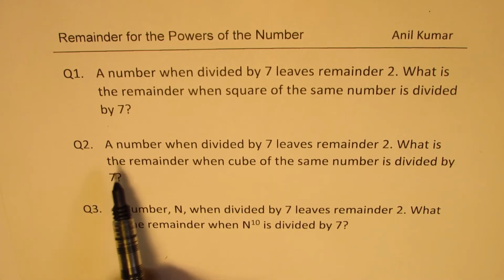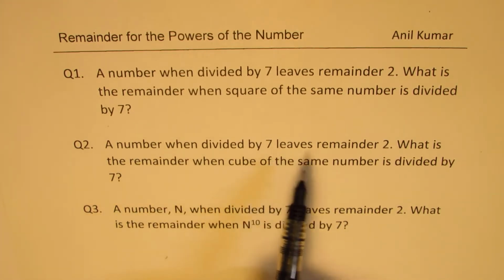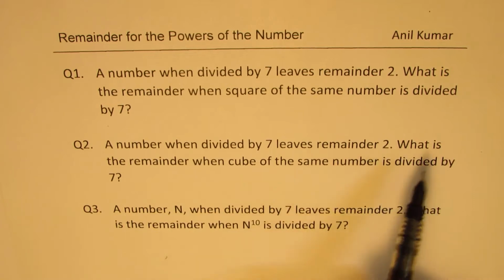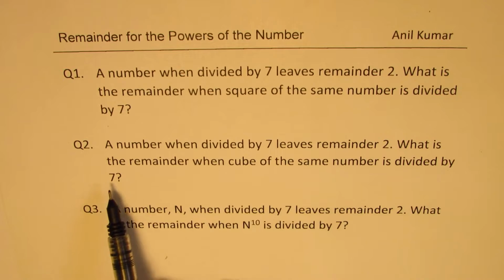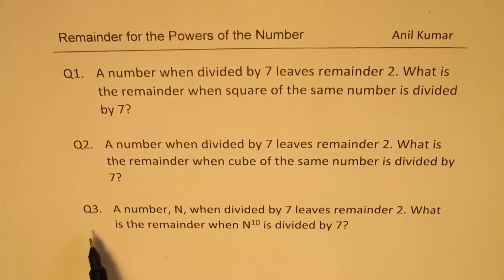Question number 2 is, a number when divided by 7 leaves remainder 2. What is the remainder when cube of the same number is divided by 7? And question number 3 is very similar. A number n when divided by 7 leaves remainder 2. What is the remainder when n to the power of 10 is divided by 7? So you can always pause the video, answer the question, and then look into my suggestions.